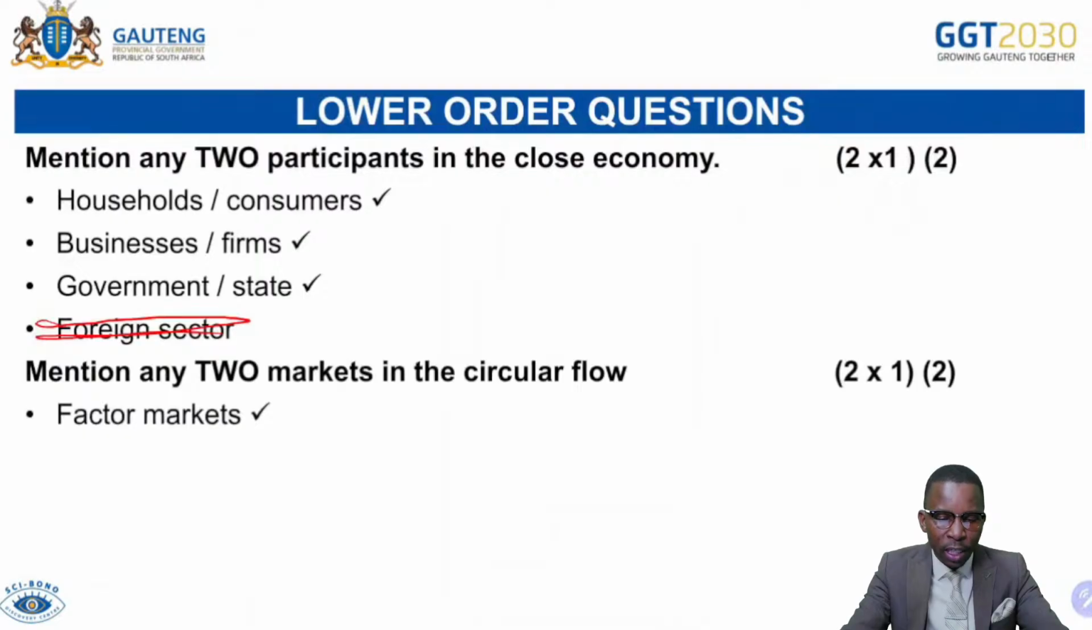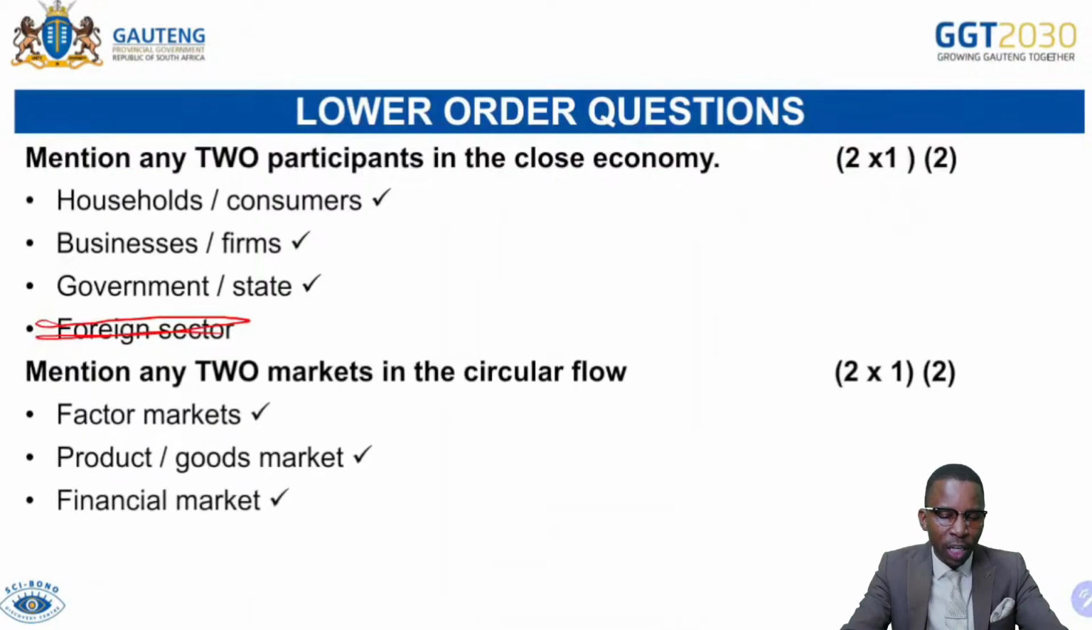Mention any two markets in the circular flow. We have the factor market, the product or goods market, and then we have financial markets, and then we also have what we call the foreign exchange market.